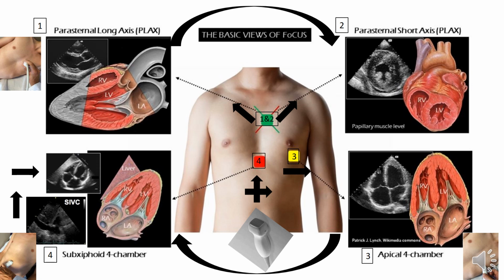So simply we will start by putting the probe at the left parasternal space, at the third parasternal space, with the knob directed toward the right shoulder. We get the parasternal long axis view. Rotating clockwise toward the left shoulder, we will get the cut section.